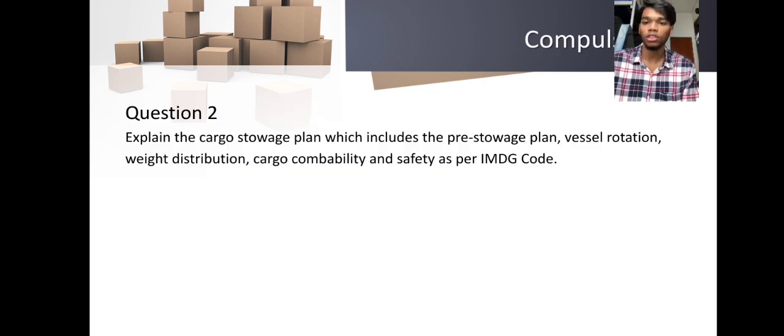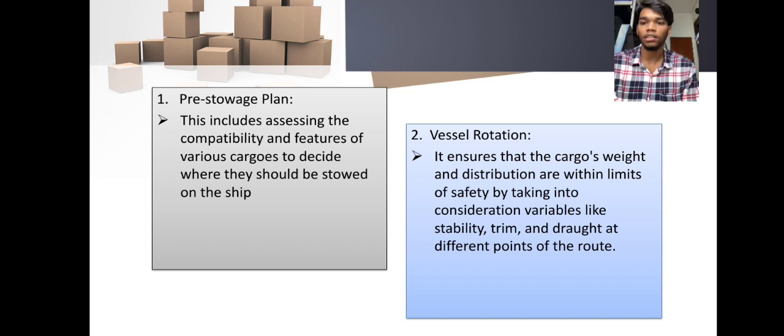And so, for question 2, explain the cargo storage plan, which includes the pre-storage plan, vessel rotation, weight distribution, and cargo compatibility and safety as per IMDG code. So for the first one, pre-storage plan. This includes assessing the compatibility and features of various cargoes to decide where they should be stored on the ship.